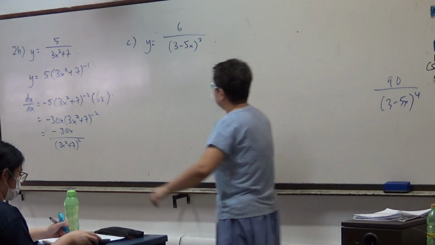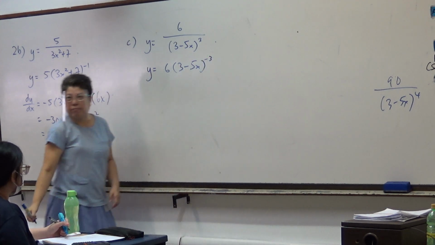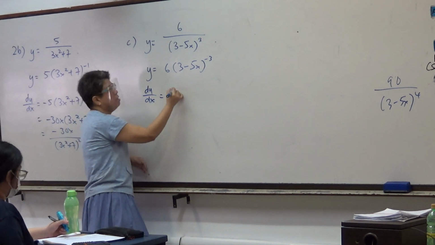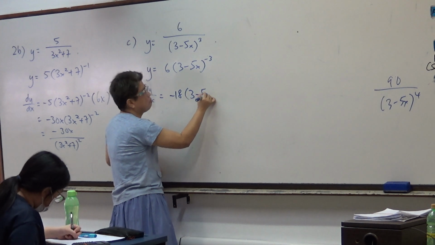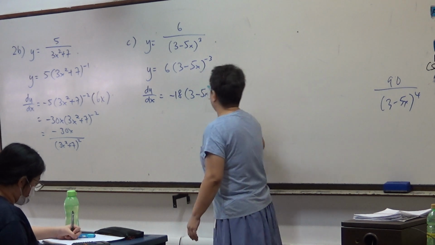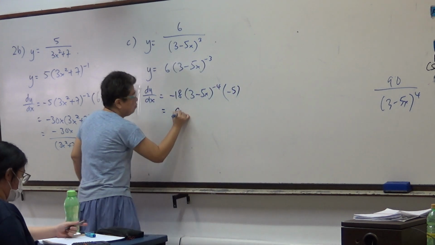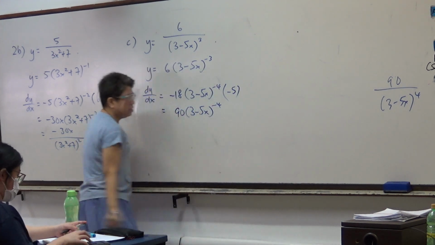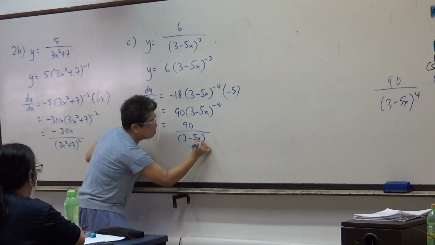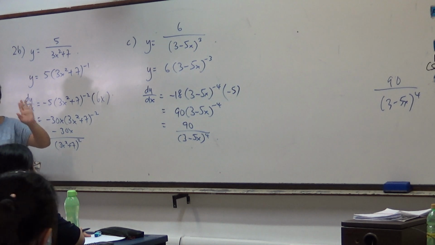Now. Let me just show those two. Which analysis? Negative 3, right? Everybody okay? So, dy/dx will be negative 18, negative 4, right? Then you don't forget to differentiate this side. It's negative 5, right? Everybody okay? Now, negative and negative become positive. This is 90, this one right. So it will be 90 over 3 minus 5x power 4. Okay? Everybody clear now?